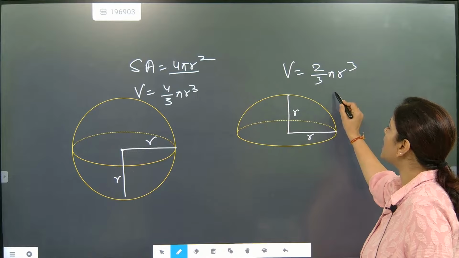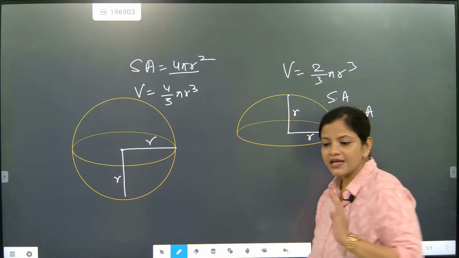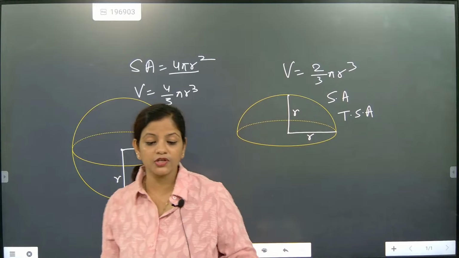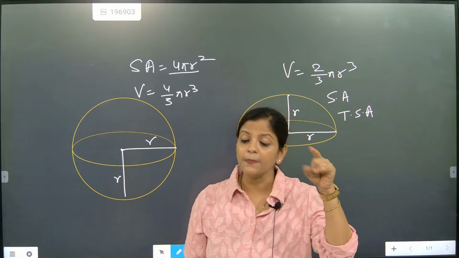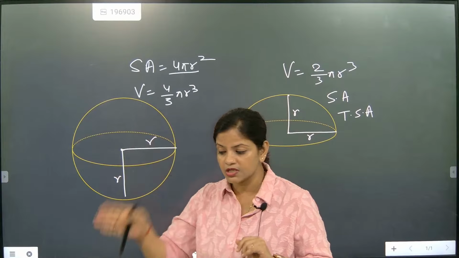And if somebody asks you surface area and TSA, when they ask about the hemisphere, the hemisphere will have surface area and total surface area. But a sphere has only total surface area.